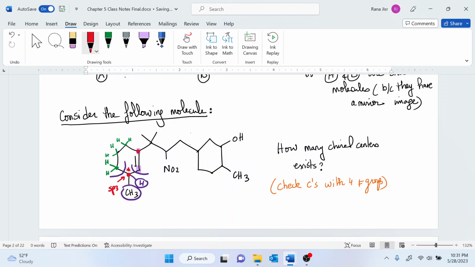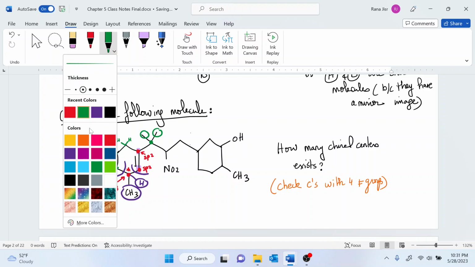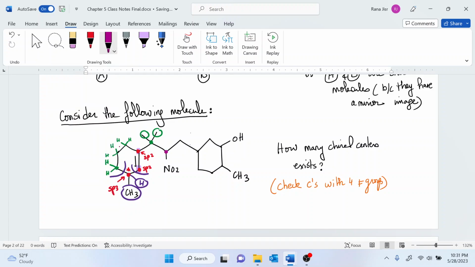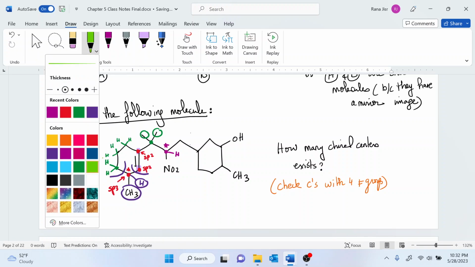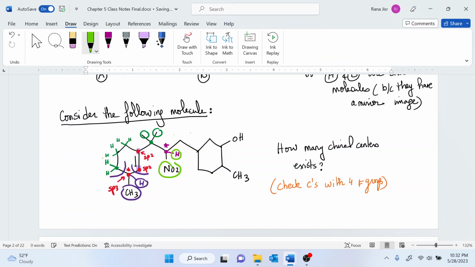Now coming to this carbon over here, this is an sp2 hybrid carbon. It's the same thing as this carbon. Those are not chiral centers because they are not sp3 hybridization. This one over here again is not a chiral center because it has 2 groups that are the same. This carbon here is a chiral center because it has 4 different groups around it. The groups are, let's go ahead and circle them, the hydrogen, the NO2, this whole thing, and this whole thing. And all of those are different, 4 different groups in there.